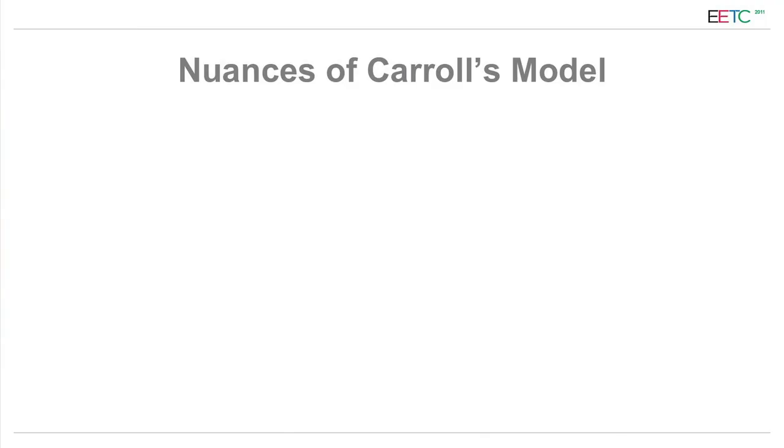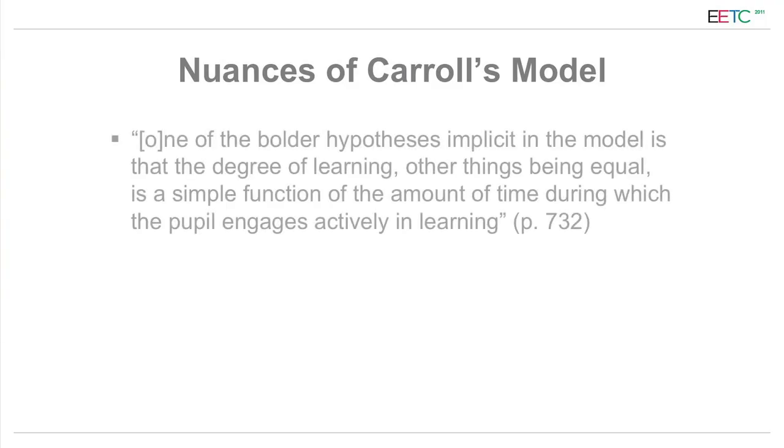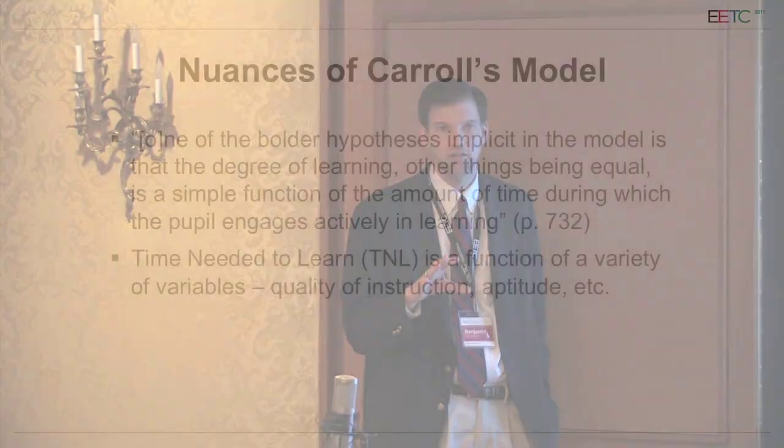And there are some nuances here. Here's a quote from him. One of the bolder hypotheses implicit in the model is that the degree of learning, other things being equal, is a simple function of the amount of time during which the pupil engages actively in learning. Well, I would really kind of pause there for a moment and just say, this is starting to suggest causality, and I'll come back to that, but that's a very important point.